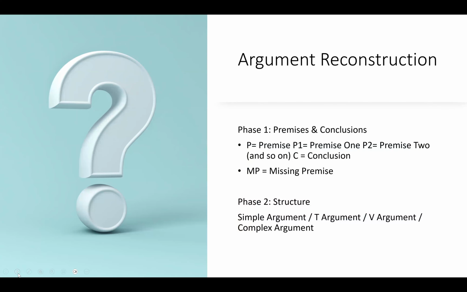In this assignment, we're going to begin with argument reconstruction. Remember, an argument has two parts, premises and conclusions. In phase 1 of argument reconstruction, we look for the premises and conclusions. These are notated by P equaling premise. P1 is premise 1, P2 is premise 2, going on for as many premises as you have. C equals conclusion. MP represents the missing premise.